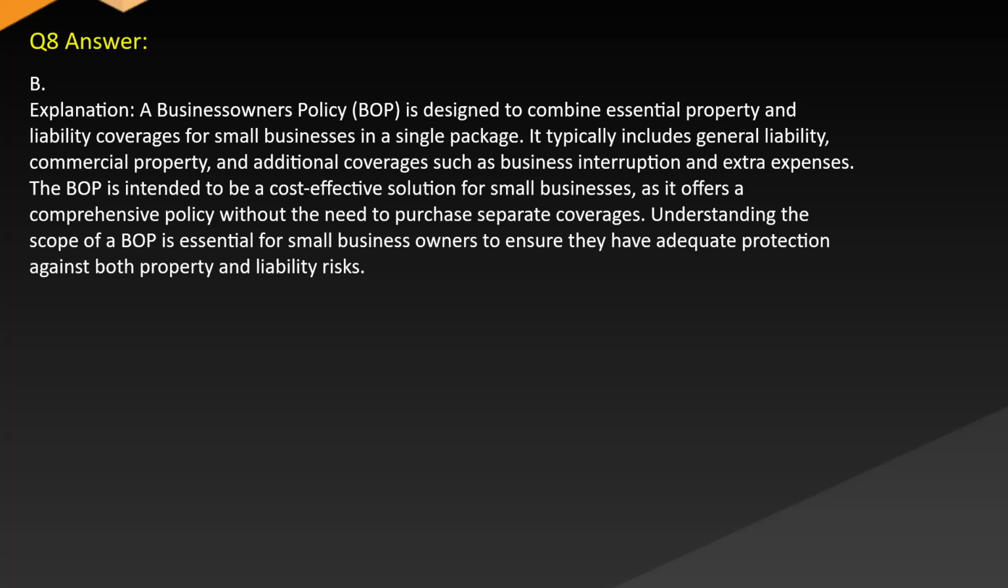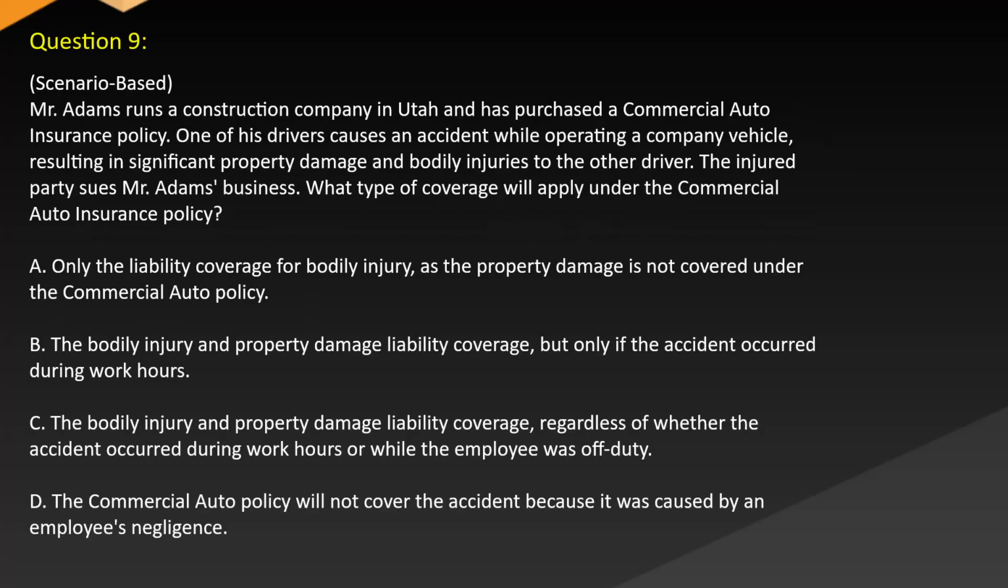Answer. B. Explanation. A business owner's policy (BOP) is designed to combine essential property and liability coverages for small businesses in a single package. It typically includes general liability, commercial property, and additional coverages such as business interruption and extra expenses. The BOP is intended to be a cost-effective solution for small businesses as it offers a comprehensive policy without the need to purchase separate coverages. Understanding the scope of a BOP is essential for small business owners to ensure they have adequate protection against both property and liability risks. Question 9.